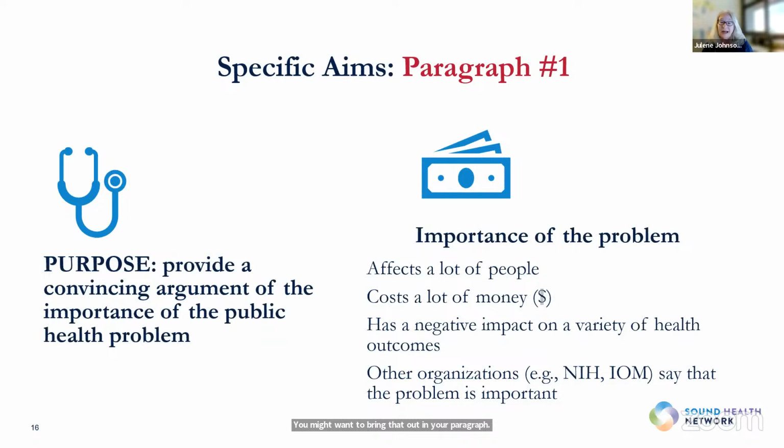But you might also highlight that a certain public health problem may have additional negative impact on a variety of health outcomes. Perhaps a condition is associated with reduced quality of life, or it also may increase risk of death. And finally, another way to highlight the importance of the problem is to say that other organizations say the problem is important.